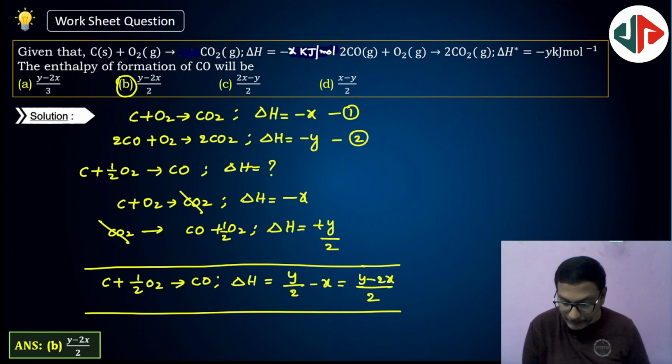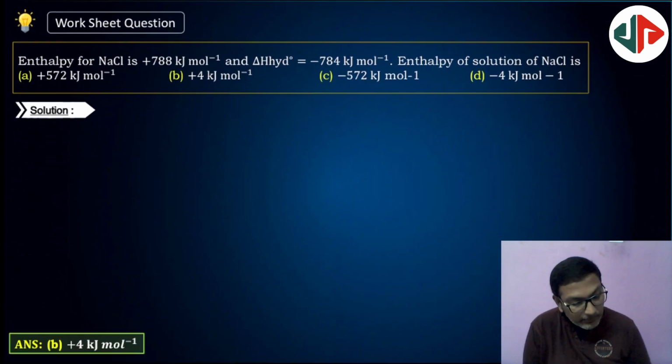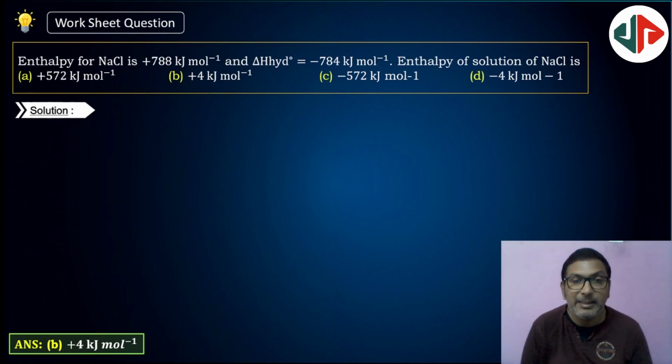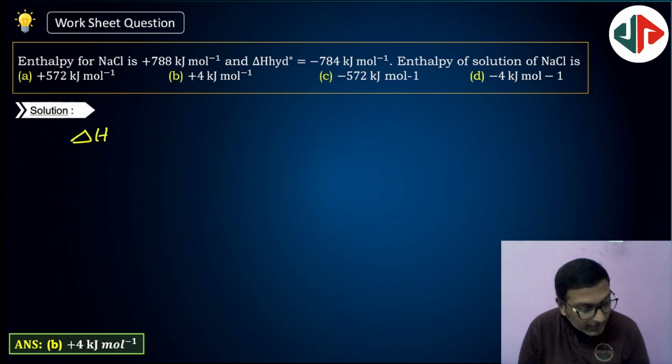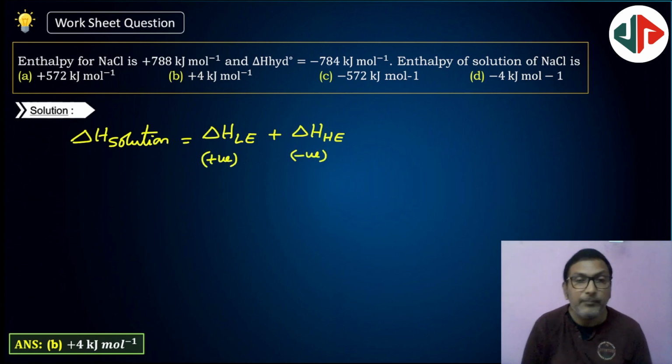Next question. Enthalpy for NaCl is given. So enthalpy means here lattice enthalpy plus 788 and hydration enthalpy is given. Enthalpy of solution will be: enthalpy of solution equal to delta H of lattice energy plus delta H of hydration energy. So lattice energy is always positive, hydration energy always negative.